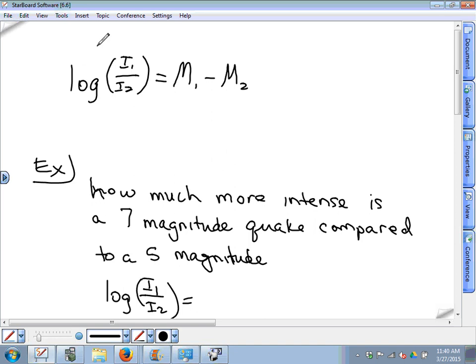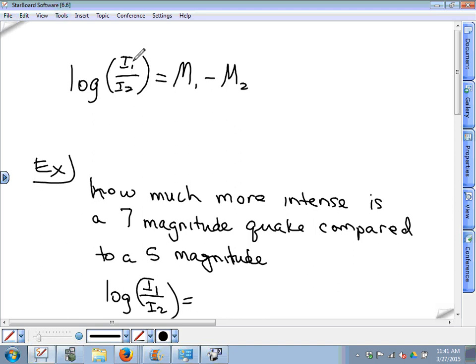Okay. So here's the formula you will need, and I think it's given to you in problem number 4. It's log of I1 divided by I2 equals M1 minus M2, where M stands for magnitude. This would be a measurement on the Richter scale, magnitude. I stands for intensity. That's the actual measurement that a seismograph takes.